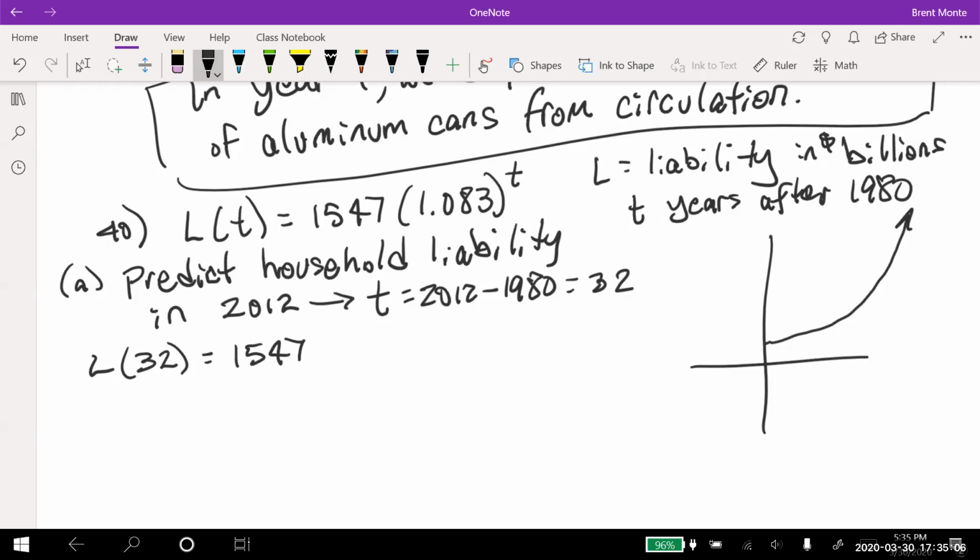So I go 1547, 1.083, raised to the 32nd power. So it grew at 8.3% for 32 years. All right, so let's see. 1547 times 1.083 raised to the 32nd power. And I get 19,842.